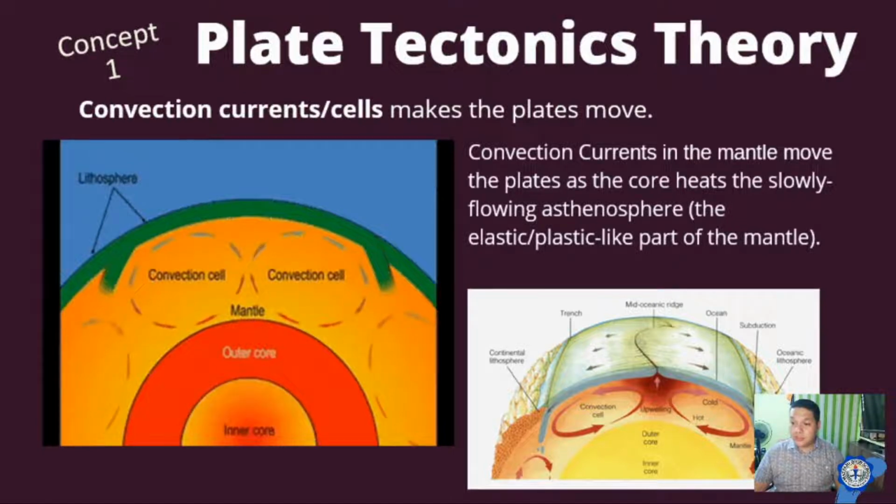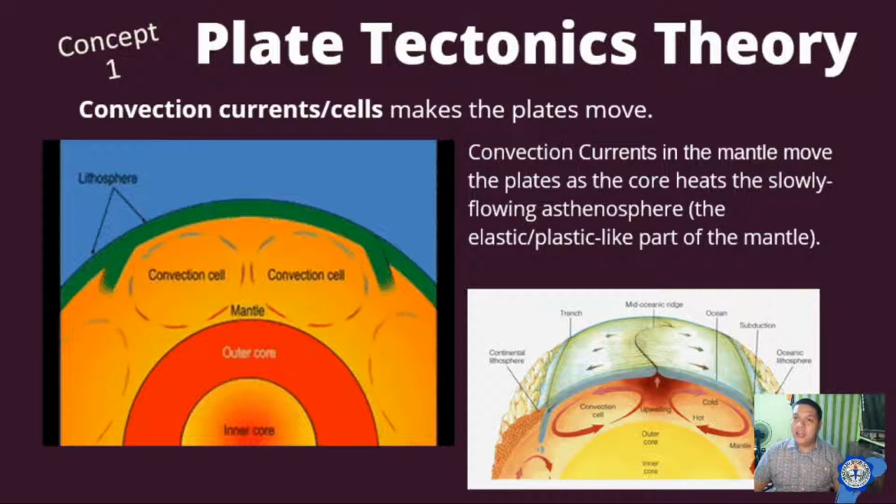The convection currents in the mantle move the plates as the core heats the slowly flowing asthenosphere, the elastic or plastic-like part of the mantle. Because of the asthenosphere's plasticity or elasticity, the materials from it go in a circular direction due to temperature changes.